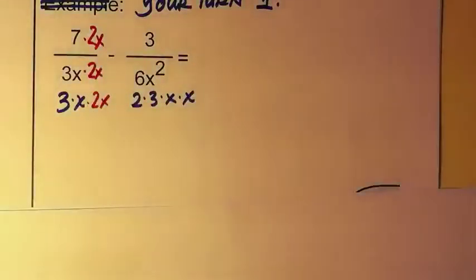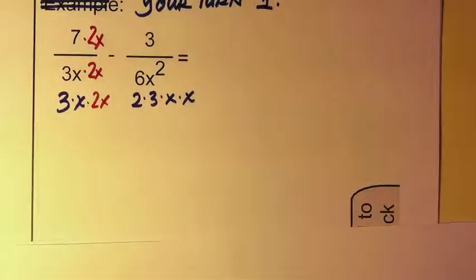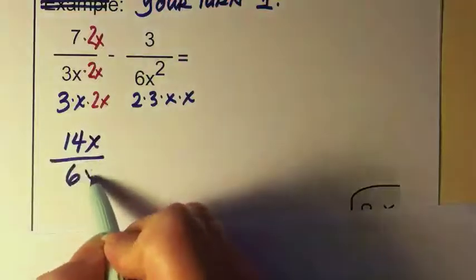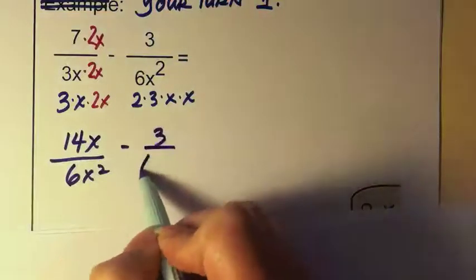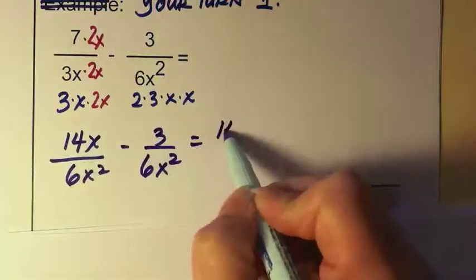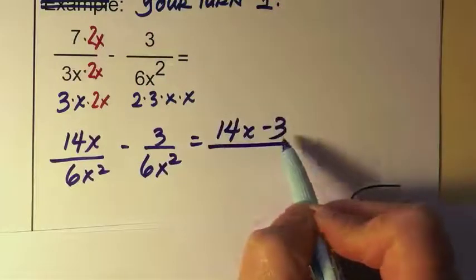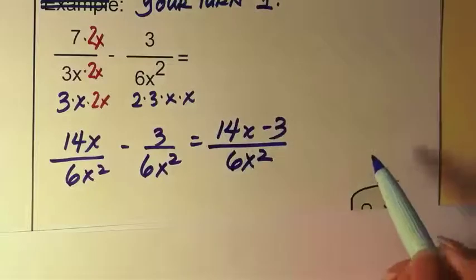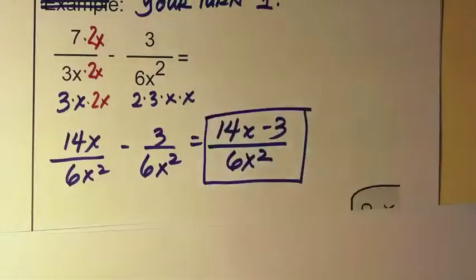And then we're going to rewrite so that we have everything over a common denominator. So this is 14x over 6x squared minus 3 over 6x squared. And we end up with 14x minus 3 all over common denominator 6x squared. Unfortunately, we can't factor again on this one, so this would be our final answer. Okay, did you get that one right? I hope so. Let's go ahead and try another example together right now.